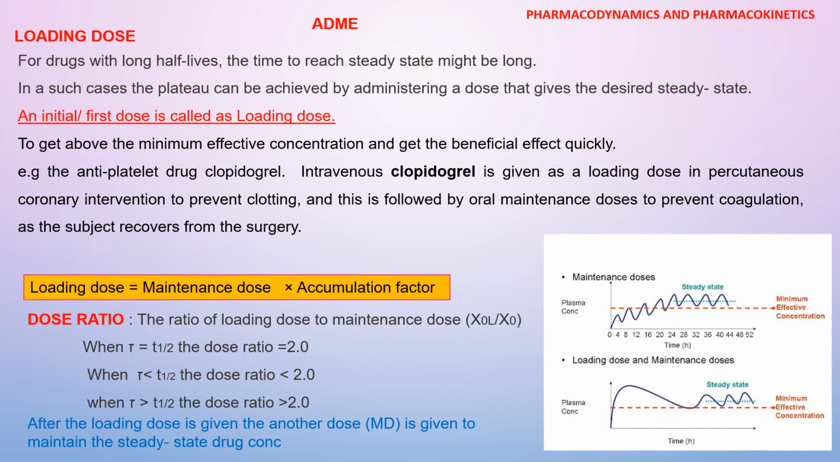The initial or the first dose in such case is known as the loading dose, and it is a product of maintenance dose and accumulation factor. The graph here shows and explains the minimum effective drug plasma concentration with and without a loading dose. Dose ratio. The ratio of the loading dose to the maintenance dose is called the dose ratio.